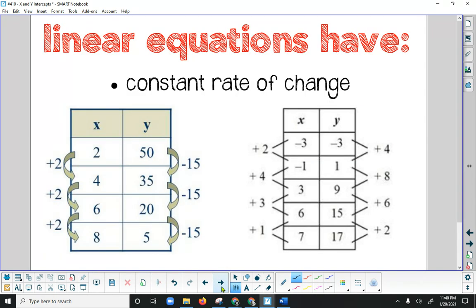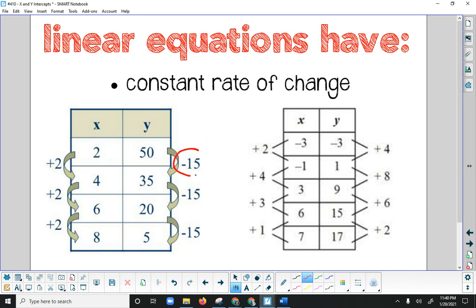Now for our final format. How can you tell if a table represents a linear function relationship? Well, it's simple. The constant rate of change is what's needed. So don't forget, the slope, or constant rate of change, is the ratio of the change in y over the change in x. If it is the same fractional value each time, it's a linear equation.